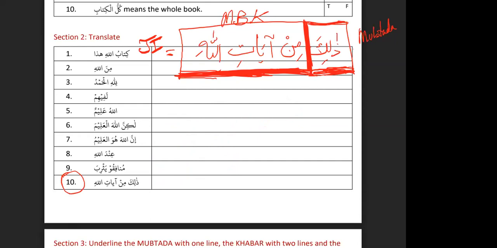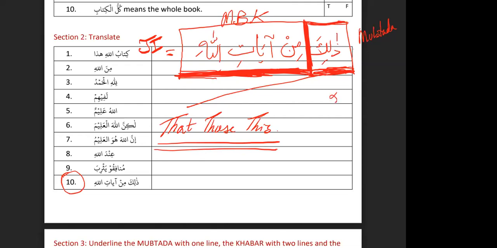Okay, so what will be the meaning of that? Dhalika. First, we'll have to translate dhalika. That, this, those? Which one of these do we have? This, singular. And it is near. We said we have Hada and Dhalika. How do we translate Hada? This. And Dhalika? That. Exactly. So that's how we're going to translate it.